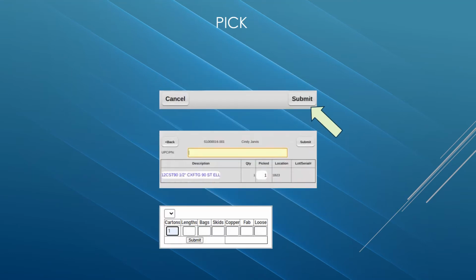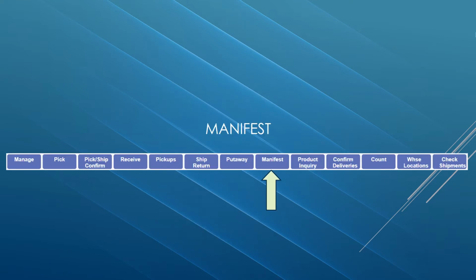Clicking Submit will show that the item is picked and the color will change as a visual confirmation. Enter relevant packaging information as needed. The manifest process is run after the items are picked for delivery in order to map the route and load the trucks.